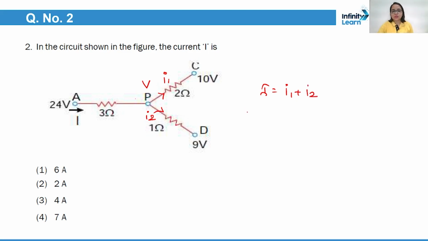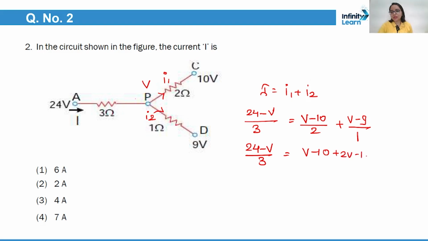Now what is I? So it is (24 minus V) divided by 3 is equals to I1, that is (V minus 10) divided by 2 plus (V minus 9) divided by 1, right? So this is (24 minus V) divided by 3 is equals to (V minus 10 plus 2V minus 18) divided by 2. So 48 minus 2V is equals to (3V minus 30 plus 6V minus 18) into 3, right? So this is 54.